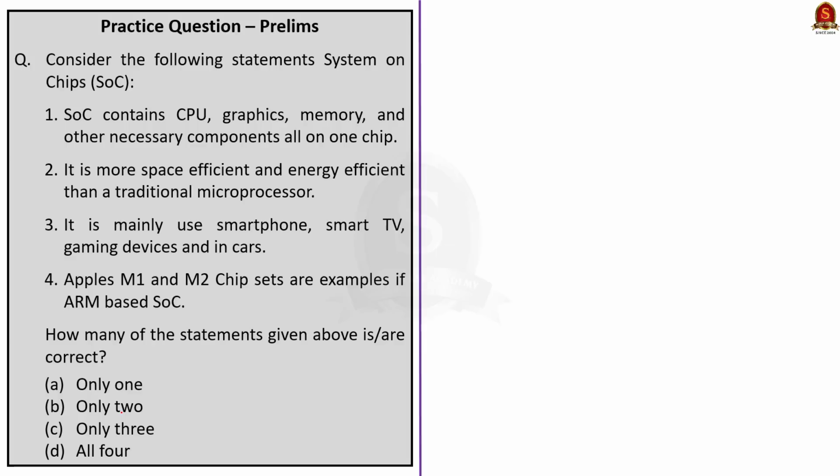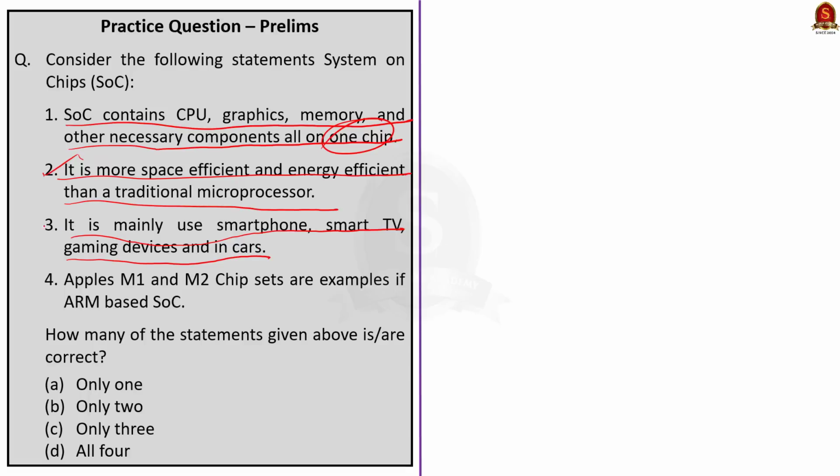Now moving on. Look at this question about SoC, system on chips. Four statements are given and you have to find how many statements given here are correct. First statement, SoC contains CPU, graphics, memory and other necessary components all on one chip. See, this statement is actually correct. We saw in the discussion, right? Second statement says it is more space efficient and energy efficient than a traditional microprocessor. This is also true.